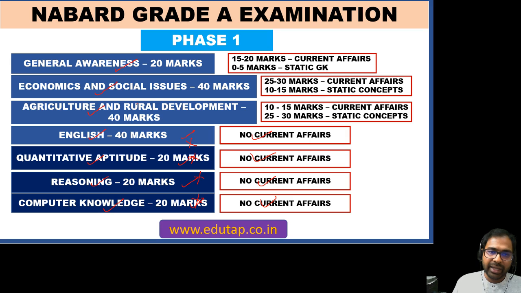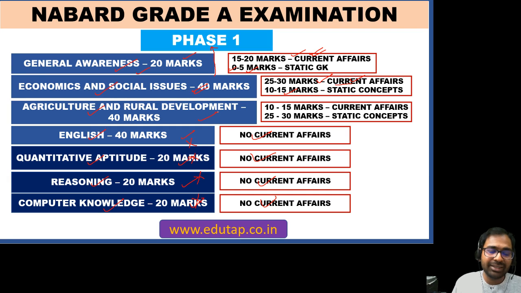But in the first section, that is GA, worth 20 marks, 15 to 20 marks of this section is based on current affairs. There can be 0 questions based on static GK, and up to 5 marks of questions based on static GK. So you need to remember that around 90% of the paper is based on current affairs knowledge in the GA section of the NABARD grade A examination. Then out of the 40 marks of ESI, that is economics and social issues, asked in phase 1 also, around 25 to 30 marks of the paper is based on current affairs. Only 10 to 15 marks are based on static concepts.